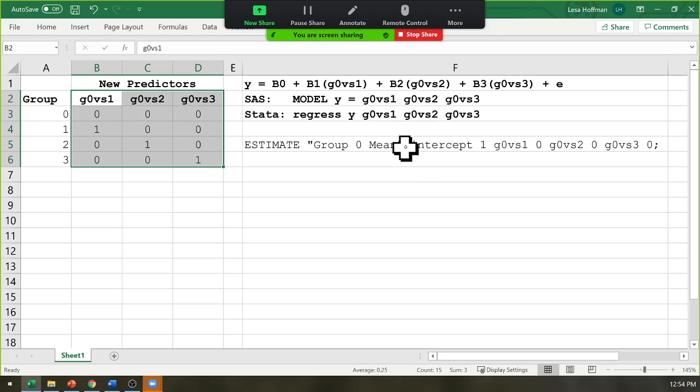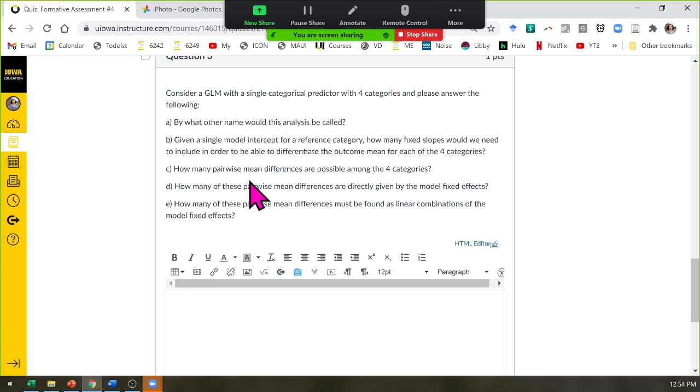So now statements. How do we get the model to tell us the things that we want to know? If I go back to the original question here, we need to know four means, right? We want to know what the mean is going to be for each of my four groups. And there are 6 possible mean differences.